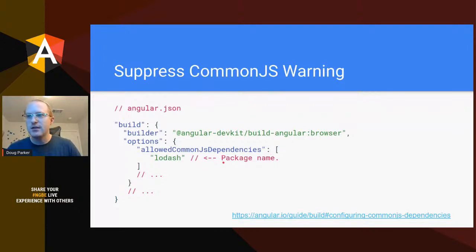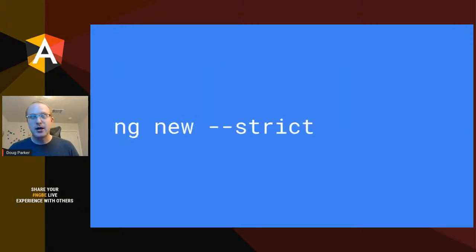So that said, I'm going to move on from CommonJS and move on to the strict flag that we've introduced with ng new. ng new, if you're not familiar with it, is just a command to be able to scaffold out a brand new Angular application from scratch. And it's definitely the best way to get started with Angular today. In V10, we've introduced a brand new strict flag, which essentially opts the generated project into a slightly more specific configuration, which is a little bit more restrictive and a little bit more adherent to best practices that we've seen throughout the ecosystem.